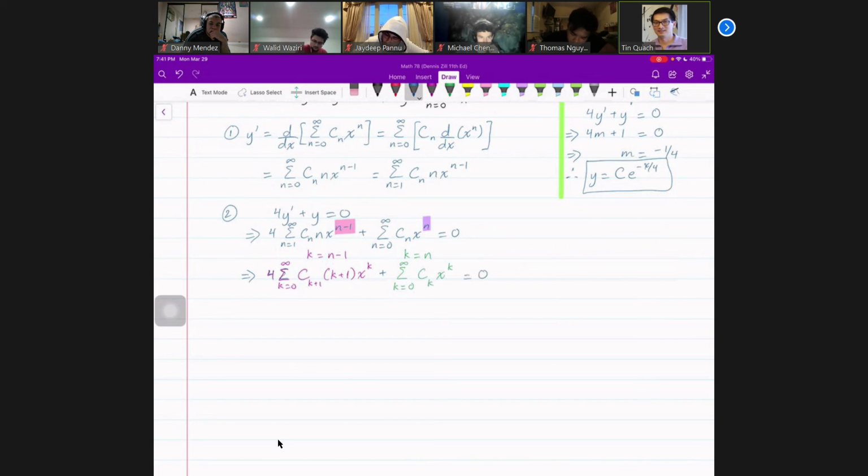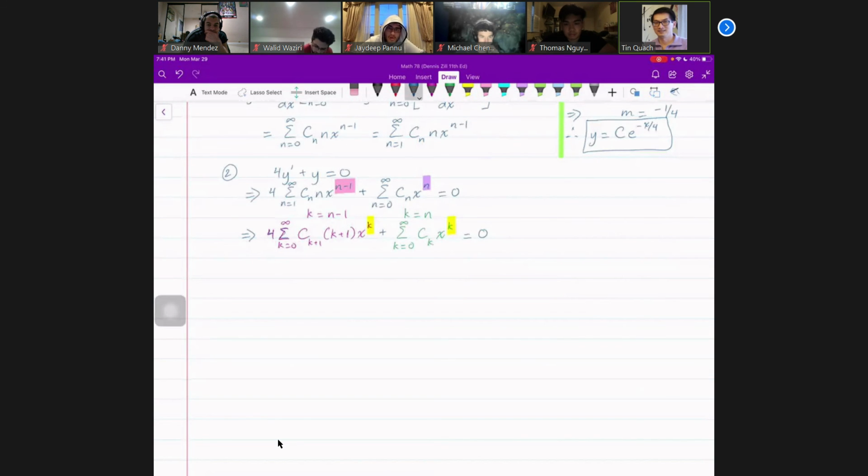All right, so now that they have the same exponent for x, do they have the same starting value also? Yes, right? Okay, so we can move the 4 inside and then we can just combine. So we have 4 c sub k plus 1, plus c sub k, and then x to the kth power.